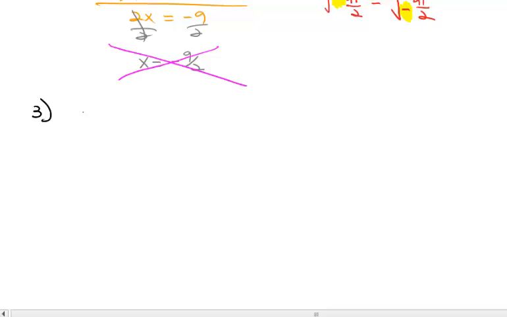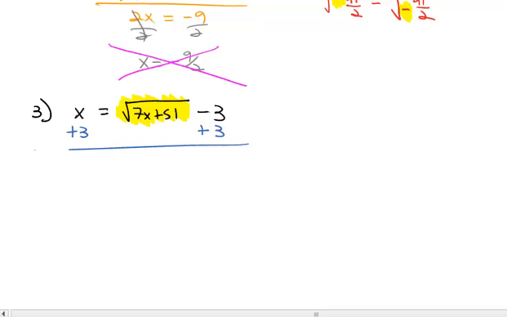How about this problem? x equals the square root of 7x plus 51 minus 3. In this problem, again, before we get rid of the radical, we need to get the radical alone by getting rid of the other stuff. So we're going to add 3 to both sides, giving us x plus 3 equals the square root of 7x plus 51.